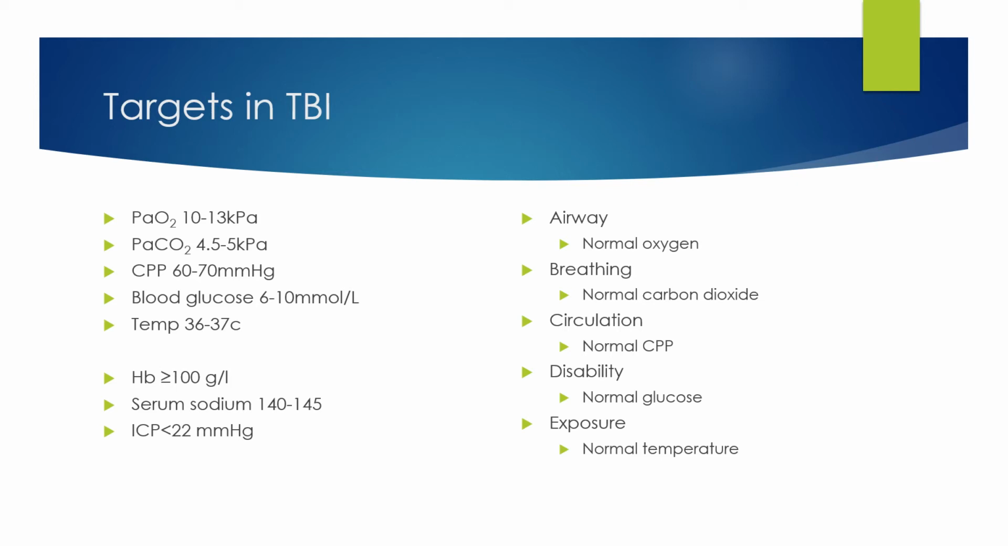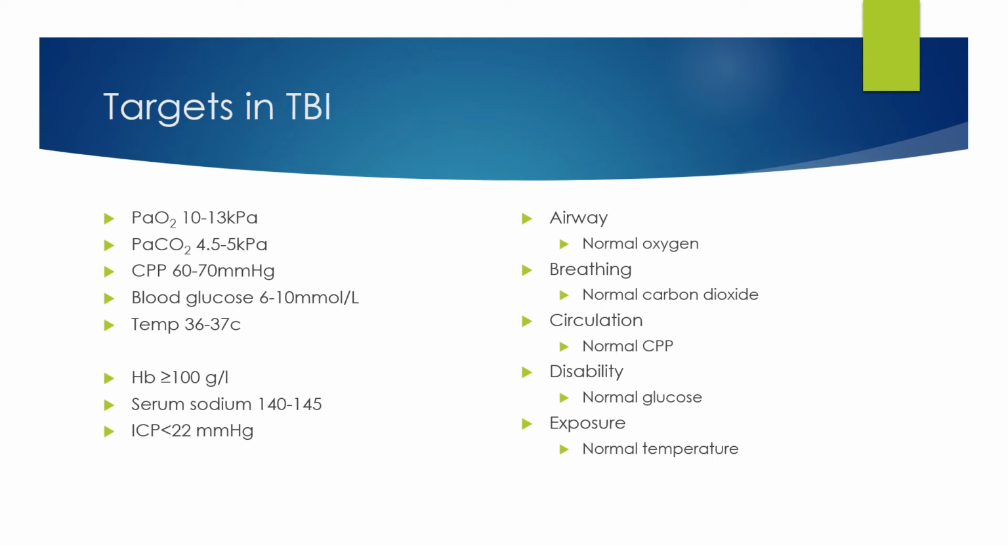With circulation, because you've got an ICP monitor in place, you can target cerebral perfusion pressure rather than mean arterial pressure. Your CPP, cerebral perfusion pressure, is equal to your mean arterial pressure minus your intracranial pressure, and the monitor at the bedside will work this out for you. Values between 60 and 70 millimeters of mercury are absolutely fine for your patient. You do not need to be pushing their blood pressure higher in traumatic brain injury.